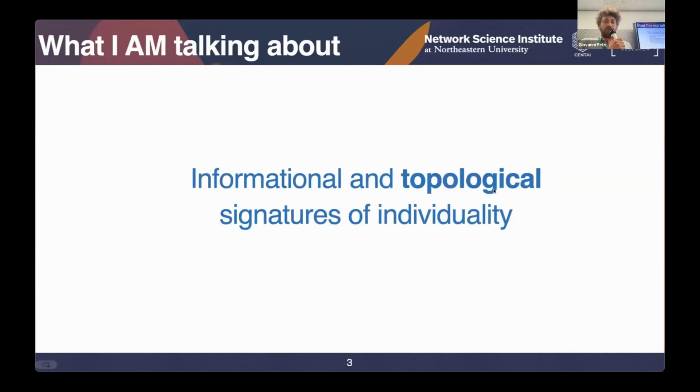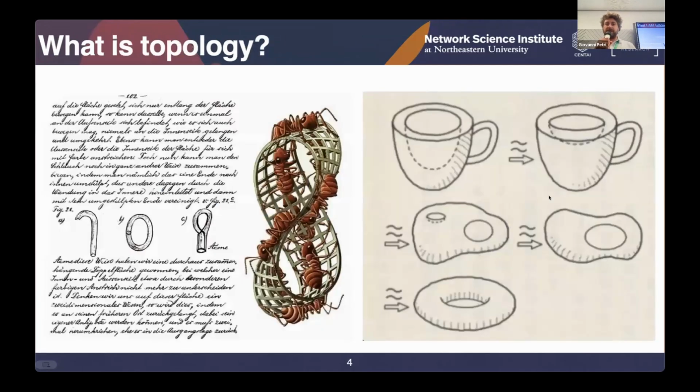So in the title I had informational and topological signatures. Let's start with the topology. The standard joke about topology is that it's the branch of math that tells you that a mug has the same topology as a donut. And a typical physicist's answer is, okay, why do I care? If I have a mug, I want a mug. If I have a donut, I want a donut.